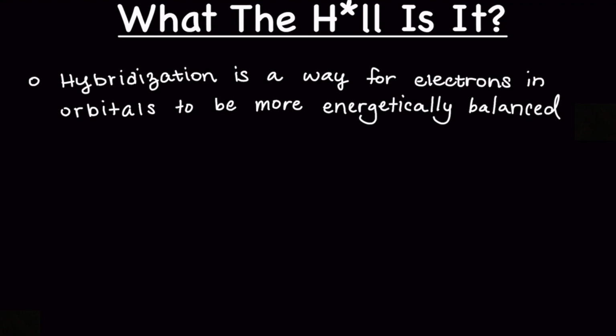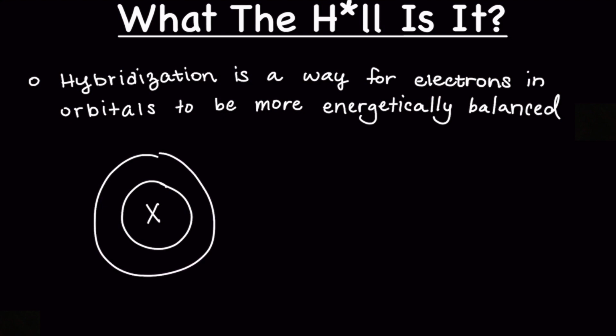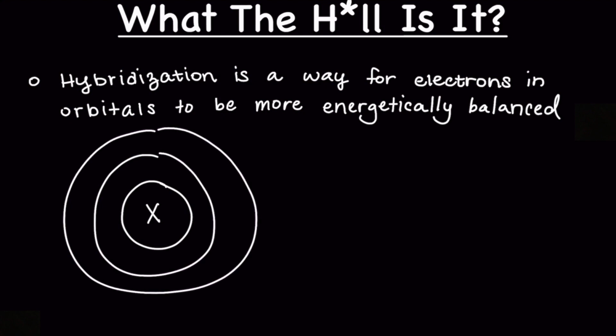Well, hybridization, simply put, is a way for valence electrons in orbitals to be more energetically balanced. Just for a quick refresher, valence electrons are when you have an atom, I'm just going to call that X, and if you were to put it in a Bohr's model, which basically means drawing a bunch of circles around it, where you can fill it up with electrons. So if this atom has, let's say, 11 electrons, making it a sodium atom, it would have 2 electrons in its first shell, as that's the maximum it can hold, then 8 electrons in the next shell, and then 1 more electron in that third shell.